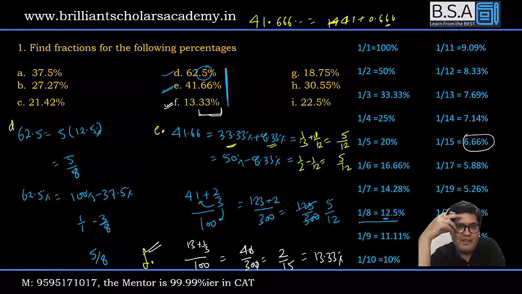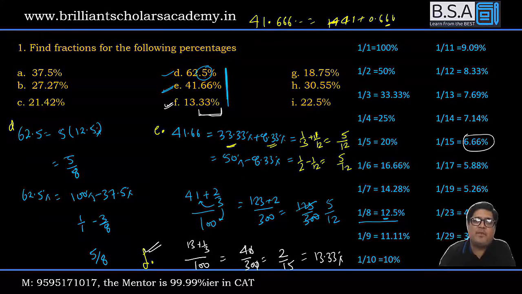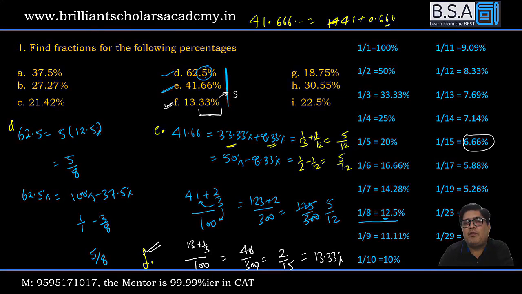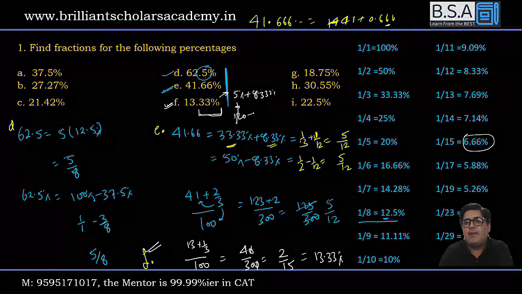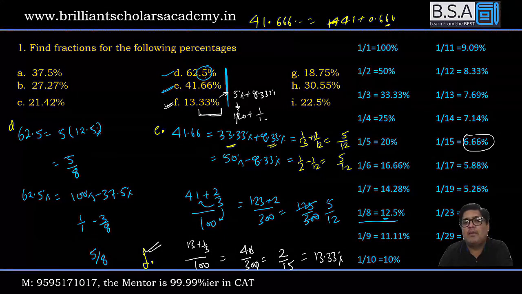You want more ways? Let us say, sir, और देखें. Does it look like to you as, let us say, 5% plus 8.33333? What is 5%? 1/20. What is 8.33? 1/12. Solve करो, यही आएगा. You'll get the same answer.